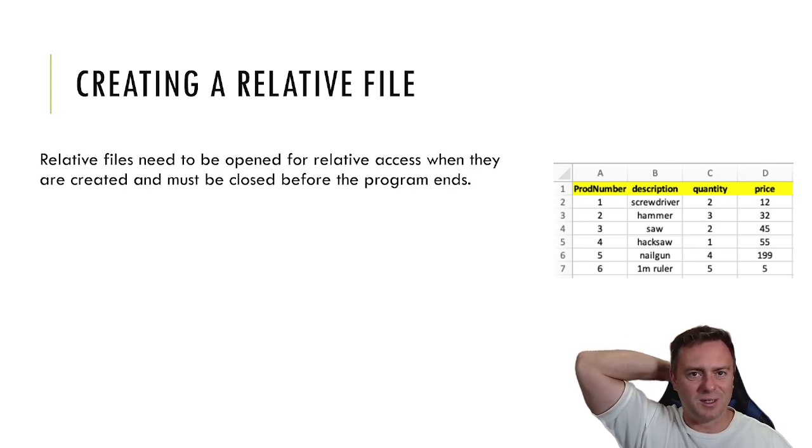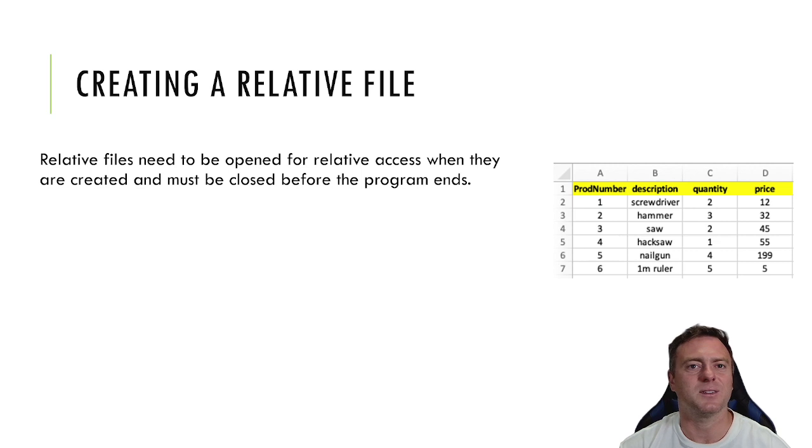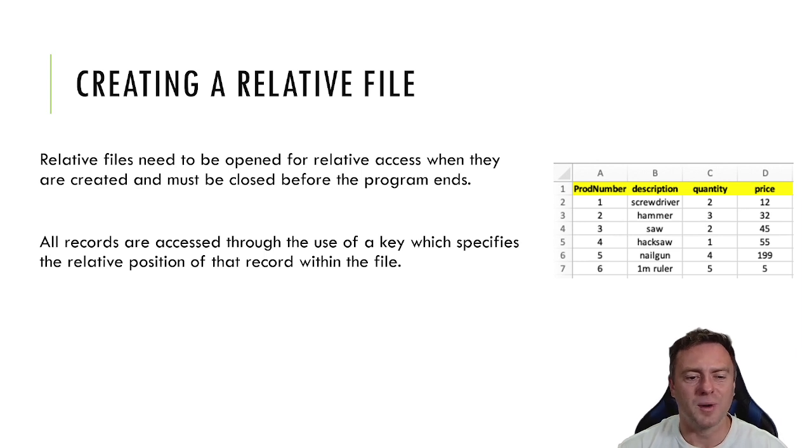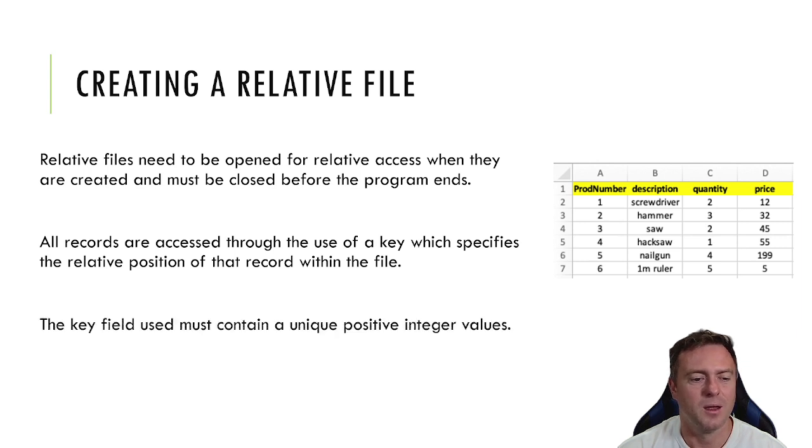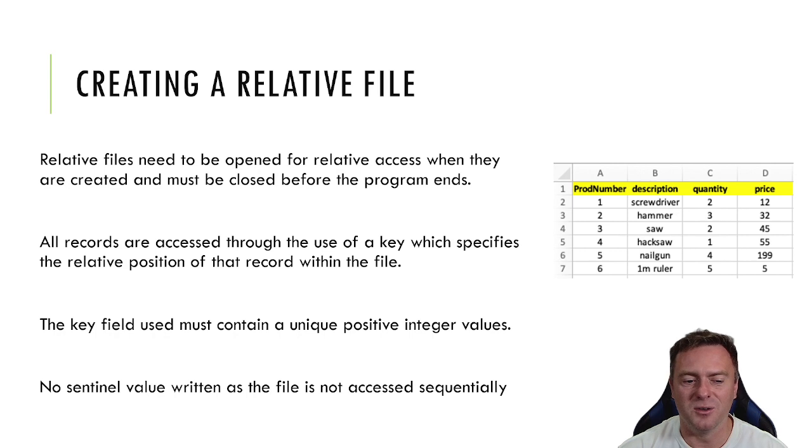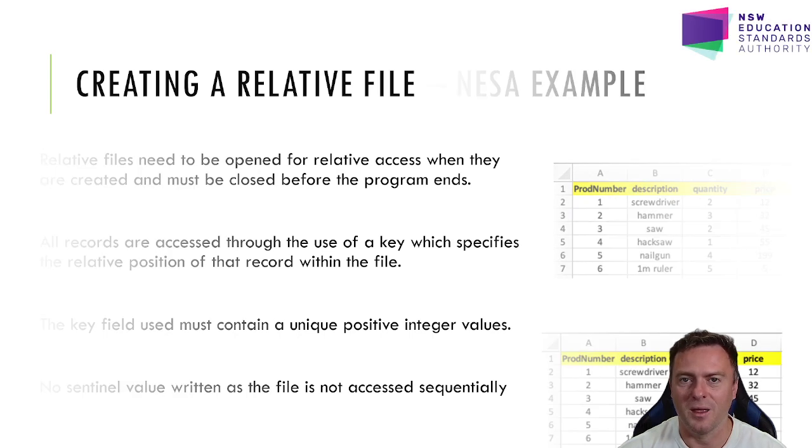So creating a relative file, most databases will follow this process. Relative files need to be opened for relative access. When they are created, they must also be closed, like a good samurai, before the program ends. All records are accessed through the use of a key, which specifies the relative position of a record within the file. So the key field must contain a unique positive integer value, and no sentinel value is written as the file is not accessed sequentially.